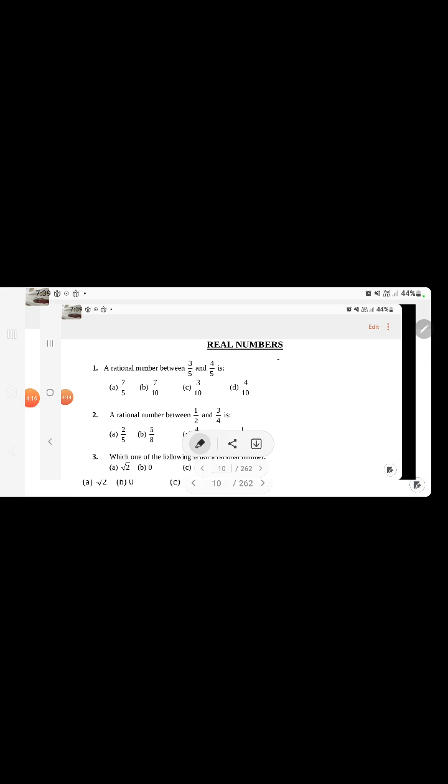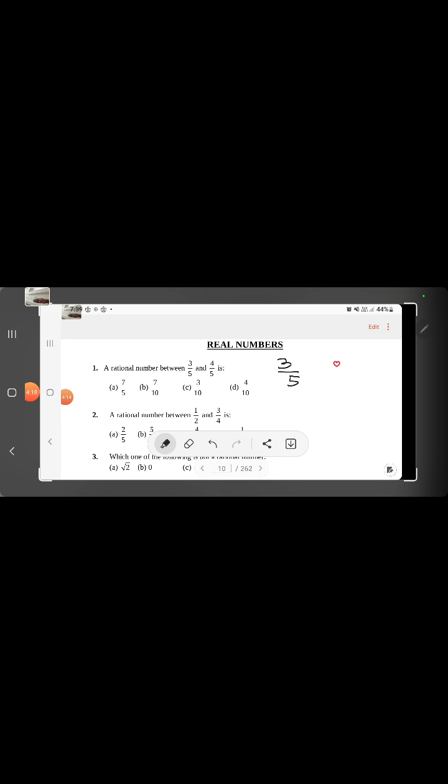See, I am converting this 3 by 5 by multiplying and dividing the numerator and denominator by 2, I get this as 6 by 10, and this 4 by 5, multiplying and dividing by 2, I can convert this into 8 by 10. So I made the denominator into 10.